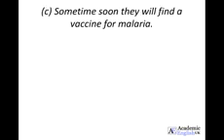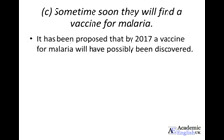Next, pause this slide. See if you can rewrite it. Answer. It has been proposed that by 2017 a vaccine for malaria will have possibly been discovered. Notice hedging, cautious language.